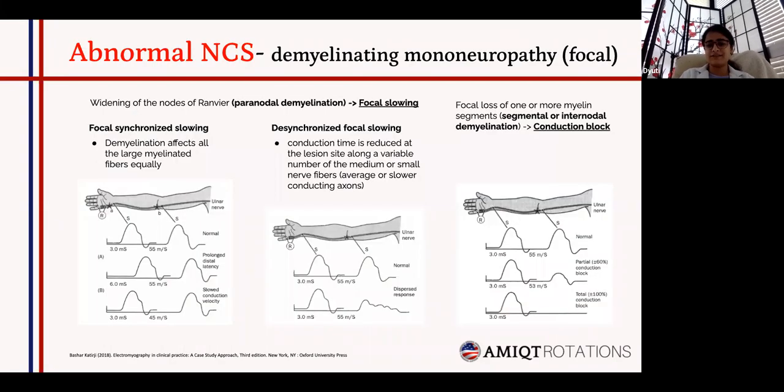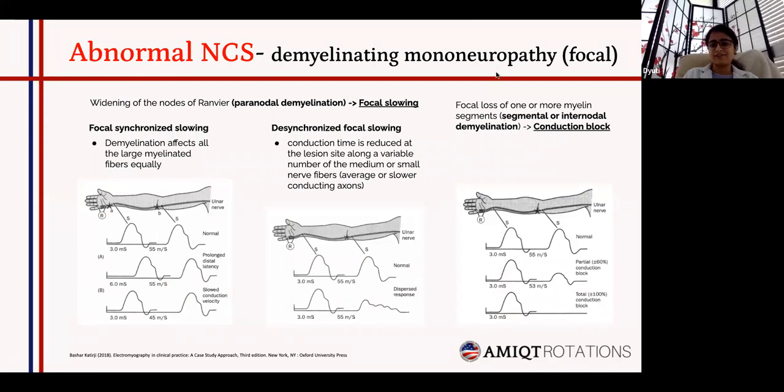Now getting to some of the abnormal patterns that we can see, and starting first with the focal demyelinating neuropathy. As we have talked earlier, in a demyelinating process, the conduction velocity would be slowed, but the actual response that we get depends on how the nerve is affected clinically. For example, if the nodes of Ranvier are widened and we are having a paranodal demyelination, we'll get a focal slowing.